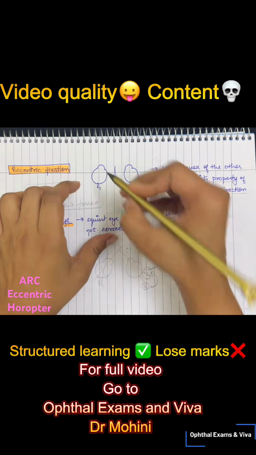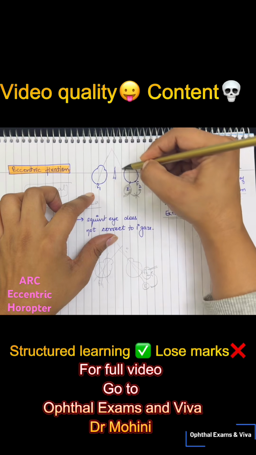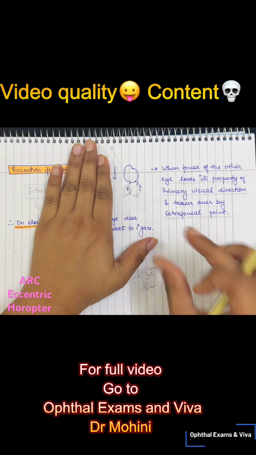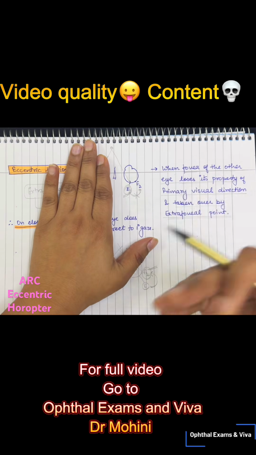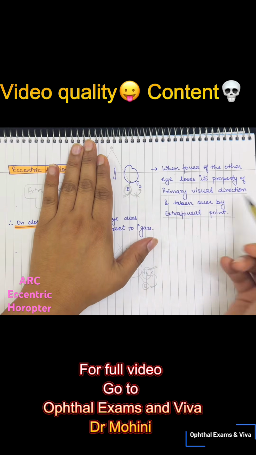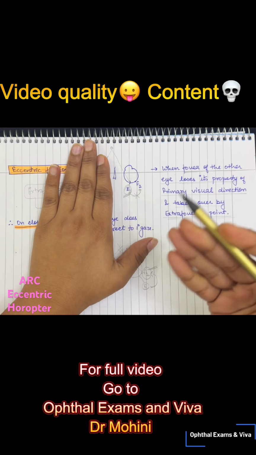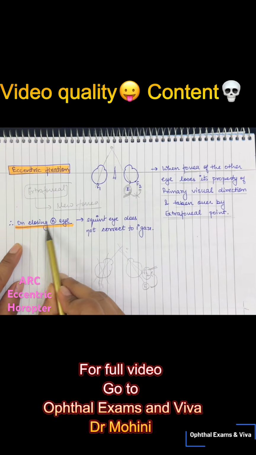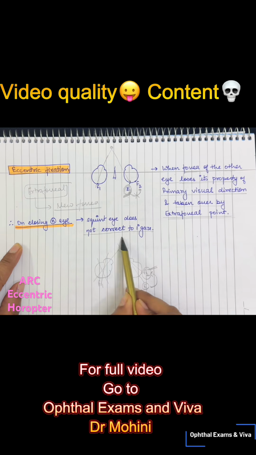Now what will happen? When we are seeing with both the eyes, this image will fall on the extra foveal point, right? So if we close this eye, what will happen? Now this eye was supposed to take its primary position, to refixate, and f2 was supposed to come back into power, but now the extra foveal point is the new king and that's how there will be no movement. So on closing the normal eye, the squint eye does not correct to the primary gaze.